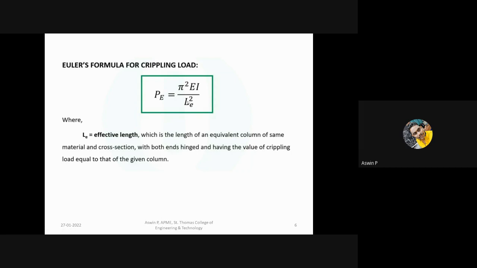And have you written this equation? There is no change from the previous one, only L is changing to LE, where LE is the effective length.